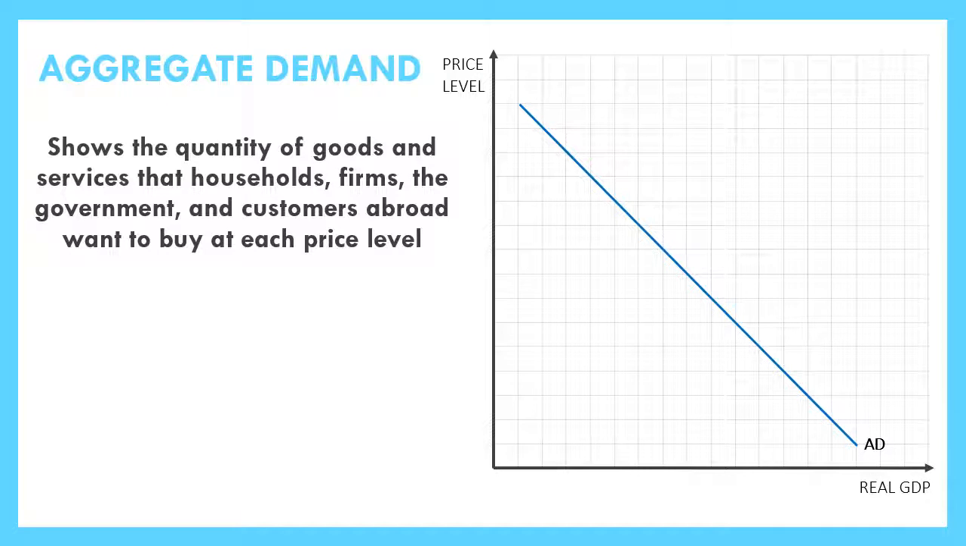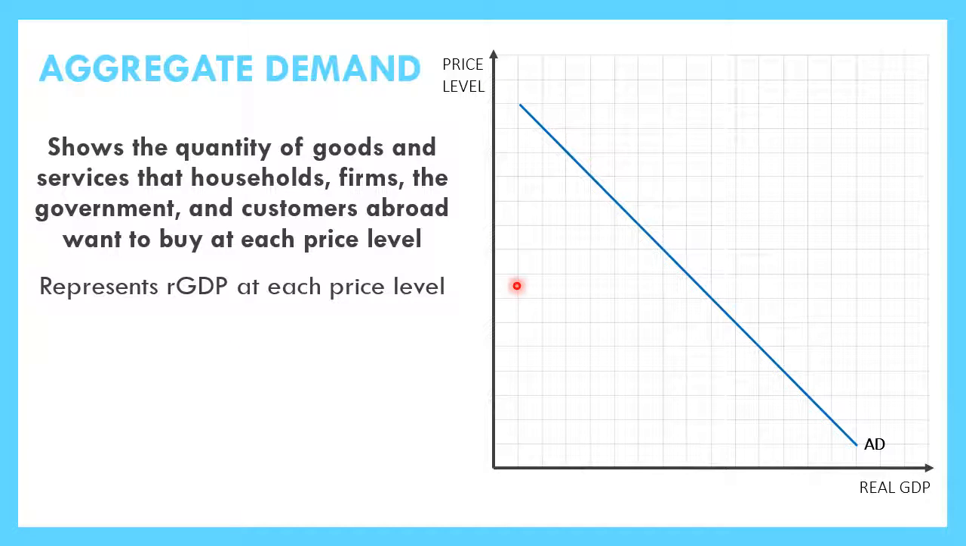And so in the same way we saw with micro, a downward sloping demand curve, what this is representing is the real GDP at every price level. So we look over here, and in the same way that in micro we said the quantity at every price, this is just saying the real GDP, the total demand at each price level.